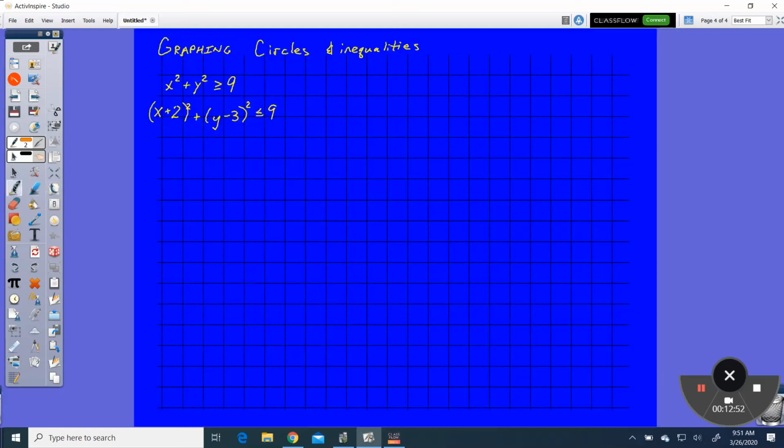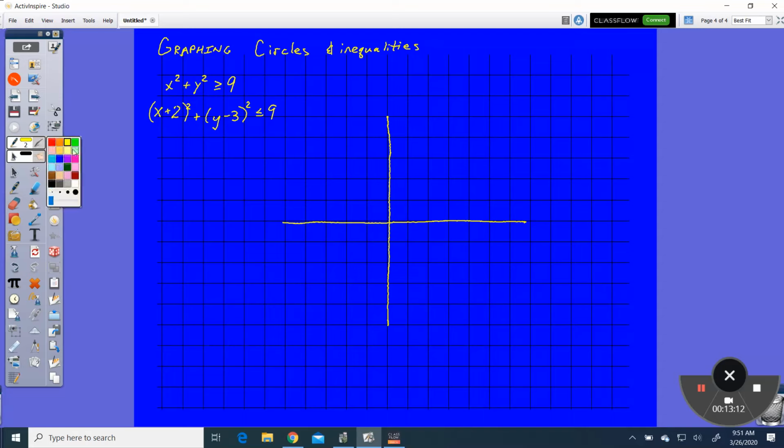Okay, graphing circles. So x squared plus y squared. Notice that it doesn't have parentheses like the next one does. That means the center of that circle is at 0, 0. So I can put a dot at 0, 0. And the square root of 9 is 3, so that's my radius.